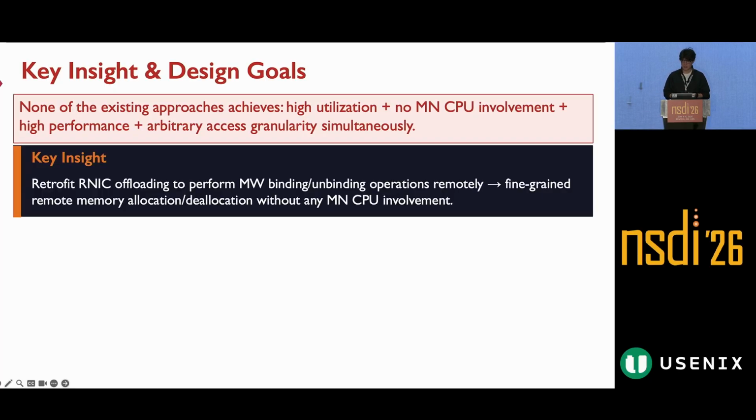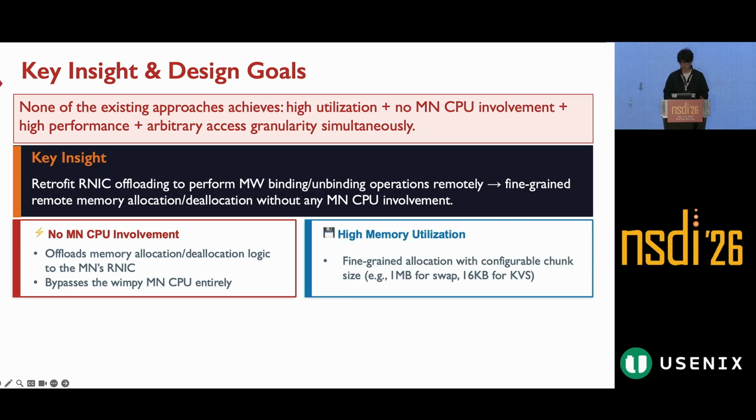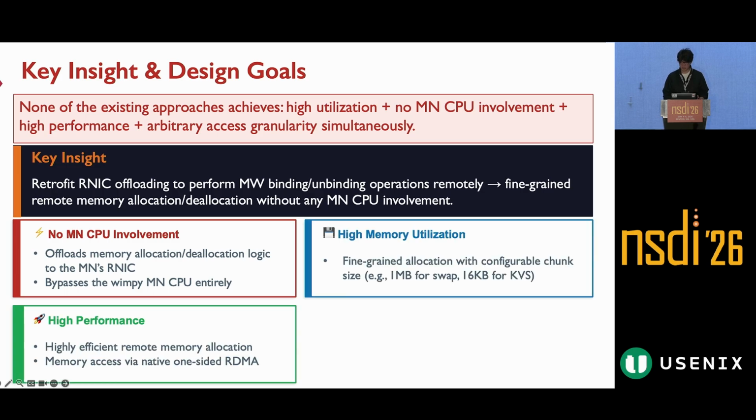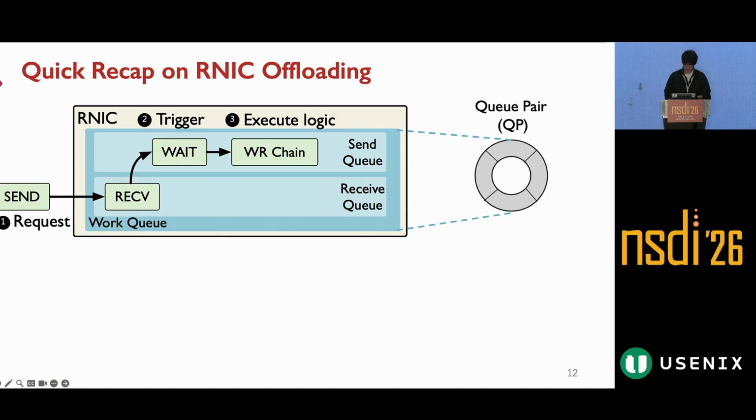So our key insight is we can retrofit RNIC offloading to perform memory window binding and unbinding operations remotely. This enables fine-grained on-demand memory allocation with zero memory node CPU involvement. Based on this insight, we propose a system called One-Sided Memory Window, which has the following design goals: no memory node CPU involvement, high memory utilization, high allocation performance and high access performance, and strong memory isolation and support for arbitrary I/O sizes. Before diving into the detailed design, let me quickly recap how RNIC offloading works.